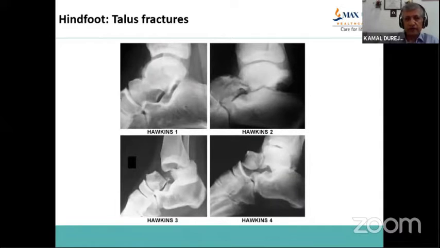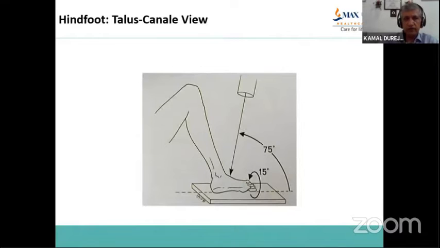Next is the talus fracture. The lateral view of the hindfoot is able to tell us the different patterns of talus fractures, and they have been classified Hawkins type 1 to type 4, depending upon whether the fracture is displaced or undisplaced, or whether it is a dislocated ankle joint or dislocated talonavicular as well as ankle joint. So just a broad overview of these talus fractures, Hawkins classification.